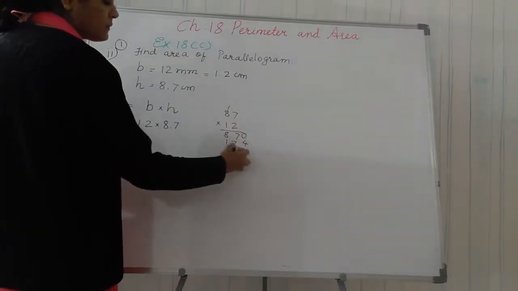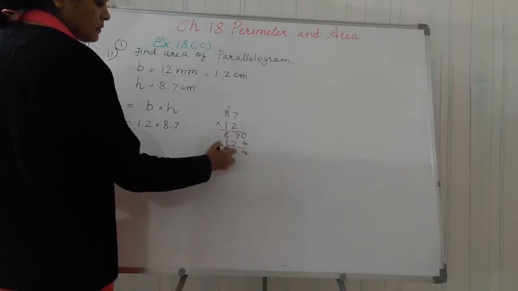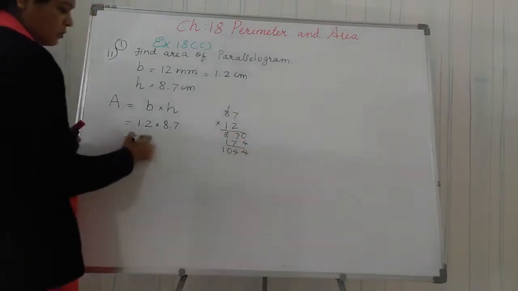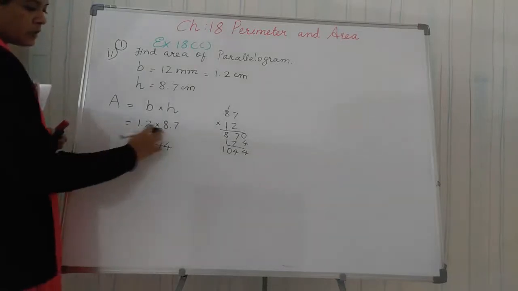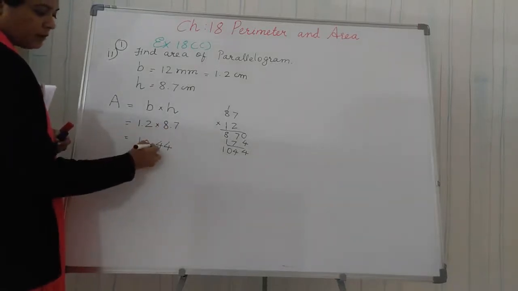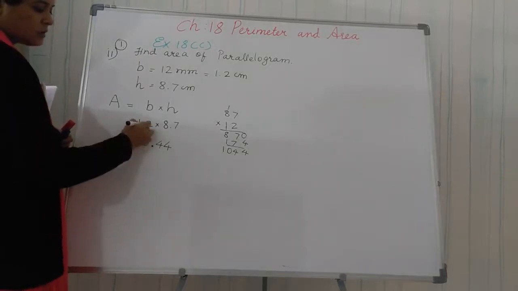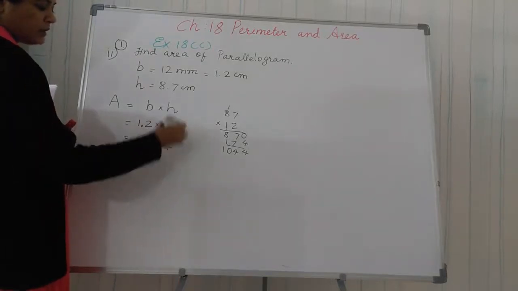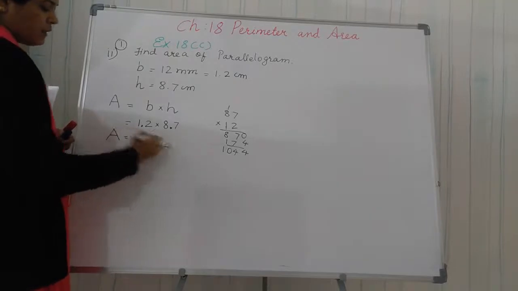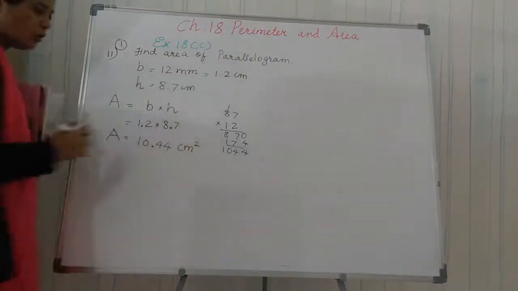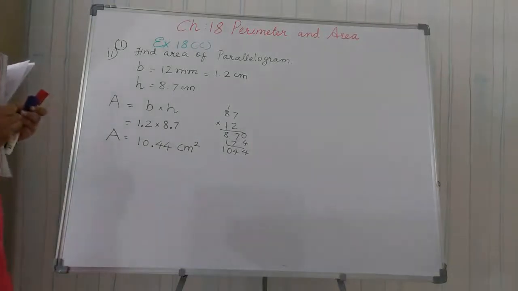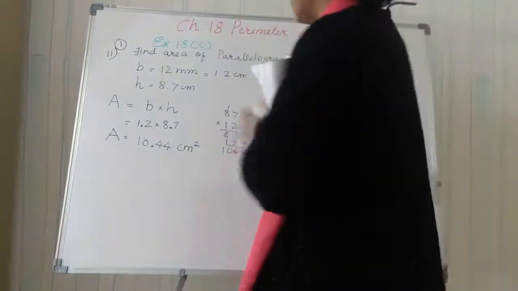So like this, I get 1044 as my answer. But there are 2 decimal places, so I put the dot here. So this is 1.2, 8.7, and for area, the unit is always centimeter square. As you know, both of them I have converted in centimeter, so my answer also comes in centimeter.